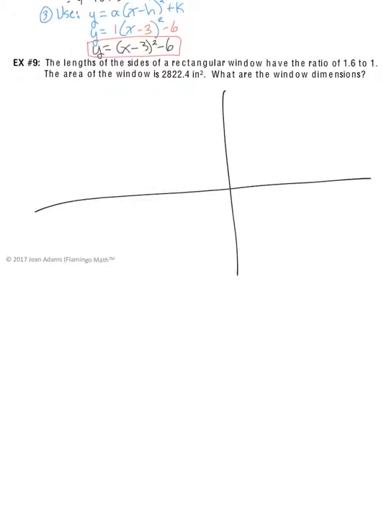So we'll use our 4-step plan. Remember that a picture is worth 1,000 words. So I'm going to make a picture of a rectangular window, and it has a length and a width. Now it says that the sides of a rectangular window have the ratio of 1.6 to 1. So 1.6 to 1.